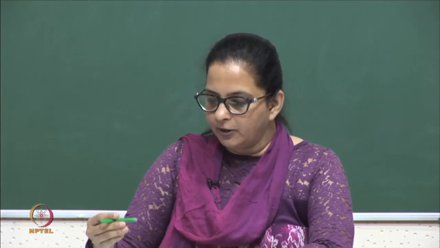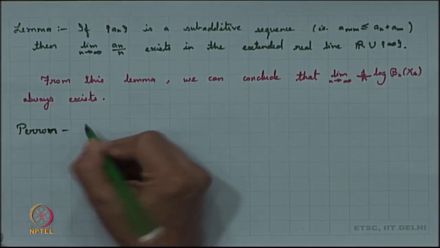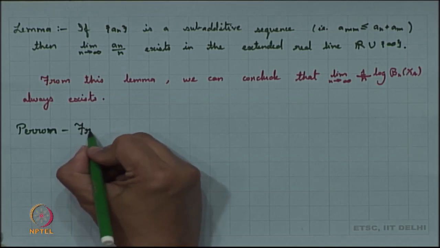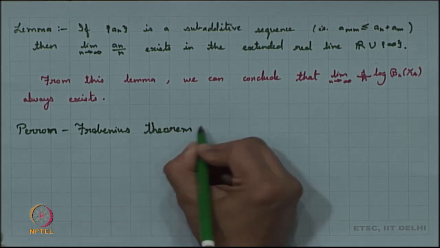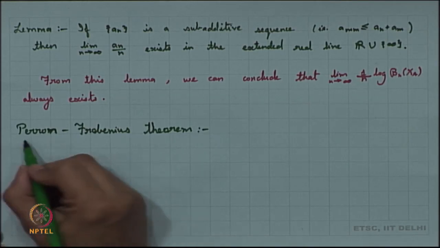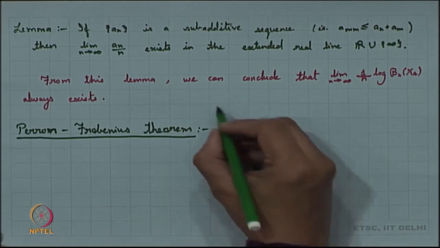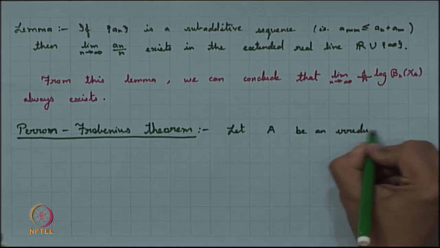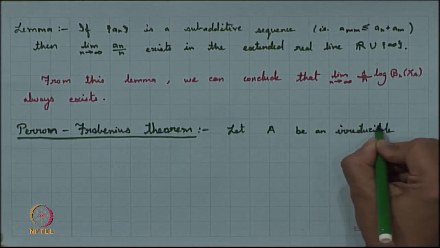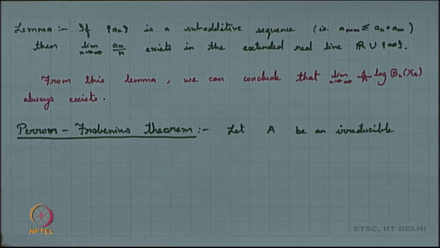For that, we again have to go back to linear algebra and study some more results there. There is a very famous result which I am just stating here; we are not going to prove that result. The result is the Perron-Frobenius theorem. What is this Perron-Frobenius theorem? Let A be an irreducible, say K cross K matrix.